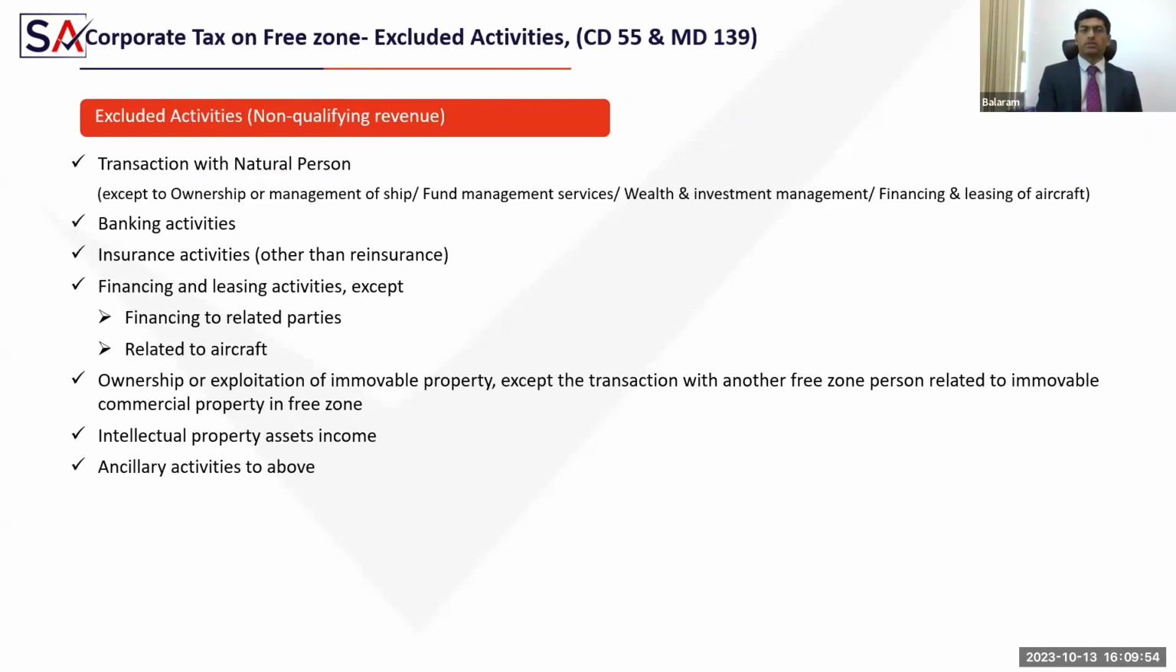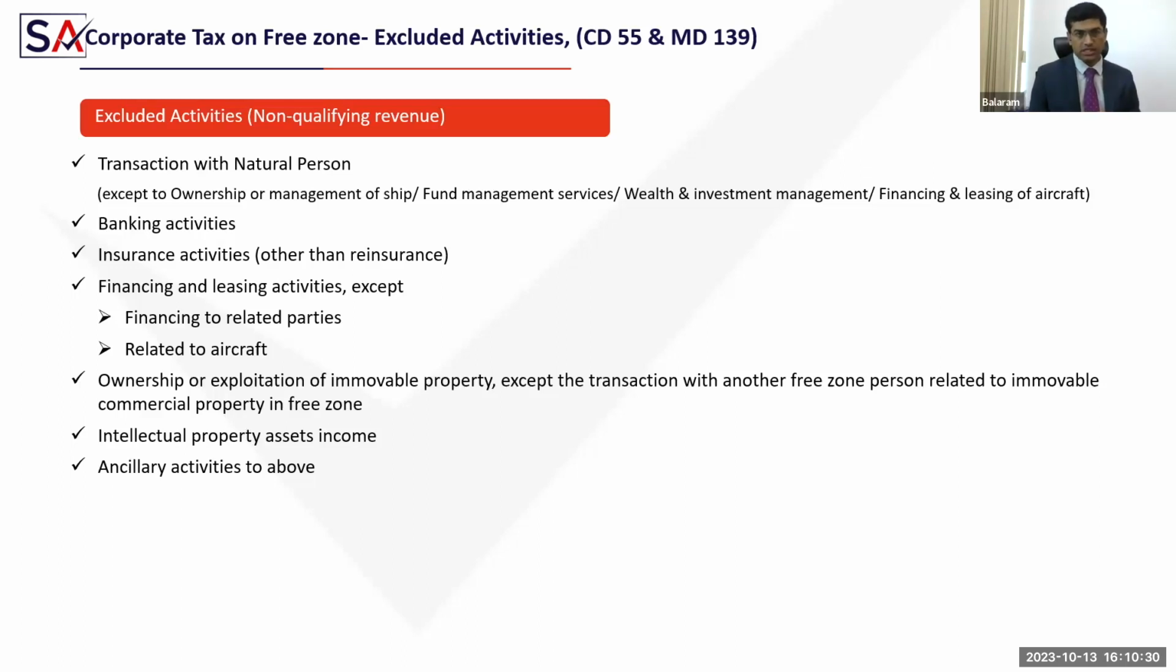This is a list of excluded activities. If you perform this business, be assured that your business is subject to tax at regular rates of 0% or 9%. You will not get the benefit of qualifying free zone person status. So this is a list. Any transaction that you do with a natural person, except for ownership or management of ships, fund management services, or wealth and investment management services, financing and leasing of aircraft. So any service or business you do with natural persons other than this will be considered as an excluded activity.